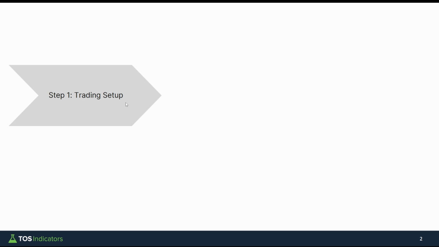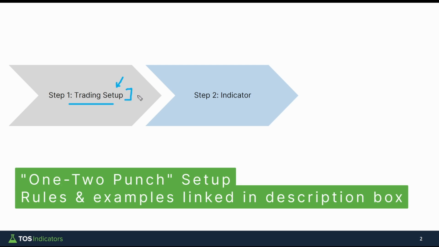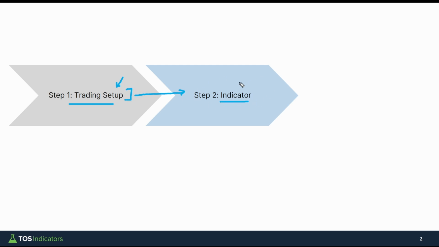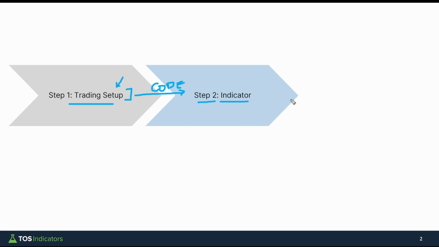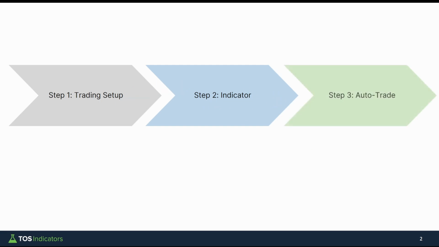We're going to take some visual observations, which is our 1-2 punch setup. I've detailed this in previous videos, and we're going to turn that into an indicator. As soon as we turn this into an indicator, this forces us to go from visual into code, something that ThinkOrSwim can recognize.